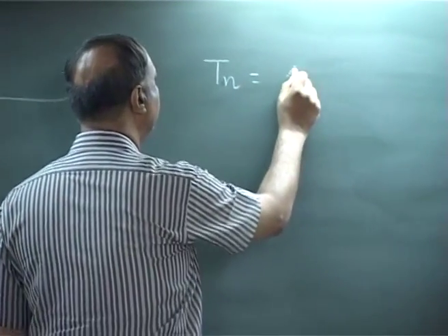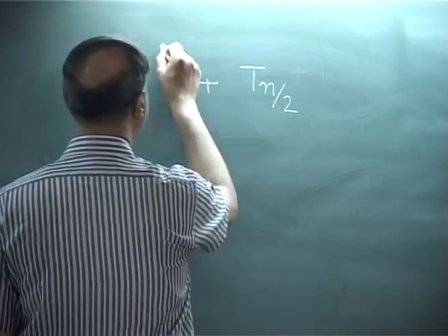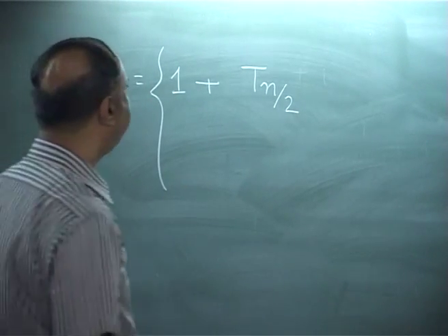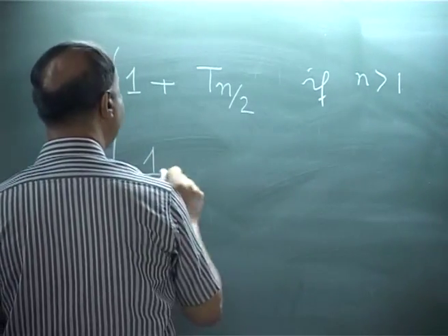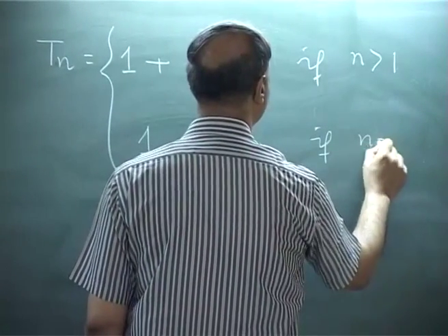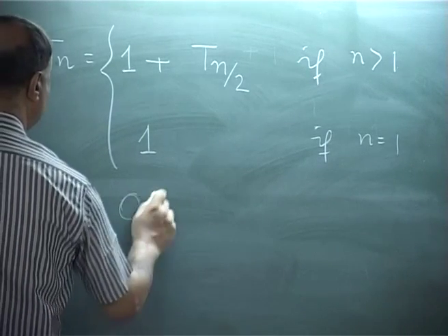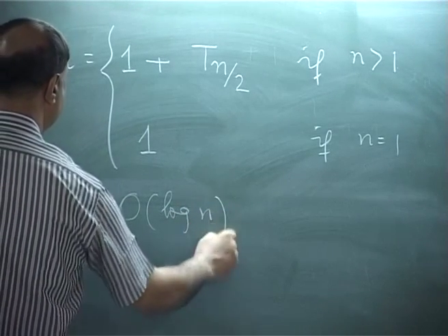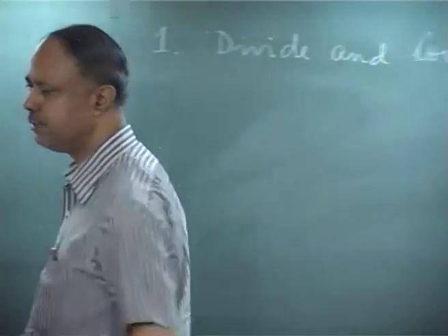Now if I have to estimate the time complexity for that, then Tn is you will be comparing one, and the size will be reduced to half, if n is greater than 1. And if n equals 1, then only one comparison is required. Now the solution of this becomes order log n. Now if I have to write the generic algorithm for divide and conquer, with the understanding that we will be dividing the problem into two sub-problems.